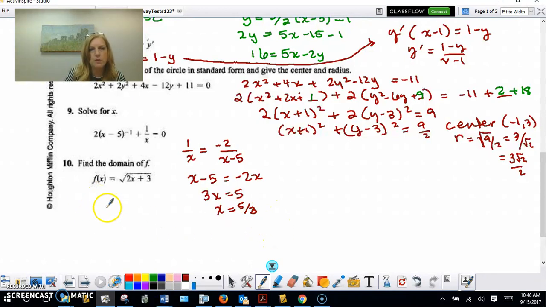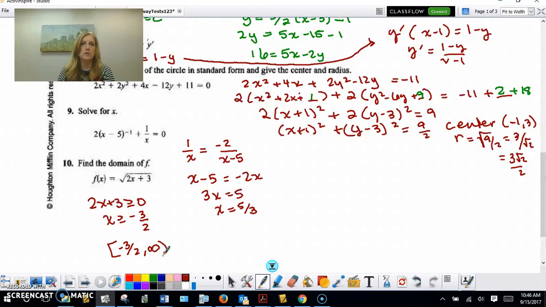So fairly straightforward. Finding domain, again, radical even roots. 2x plus 3 has to be greater than or equal to 0. So x is greater than or equal to -3 halves, -3 halves to infinity. So that's your quick solution guide to your Algebra Gateway test.